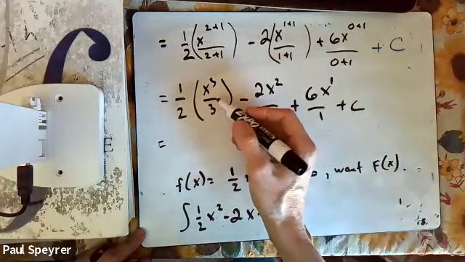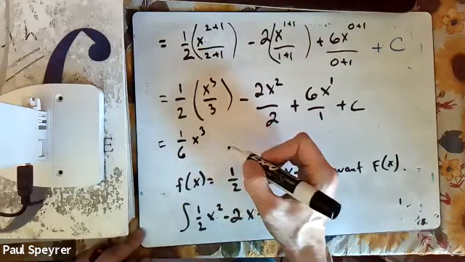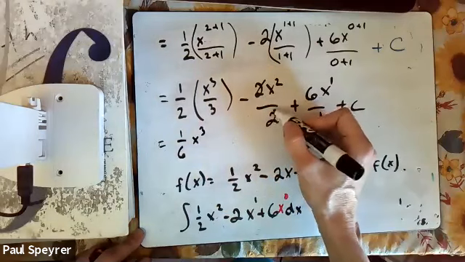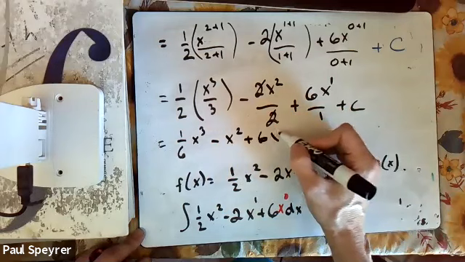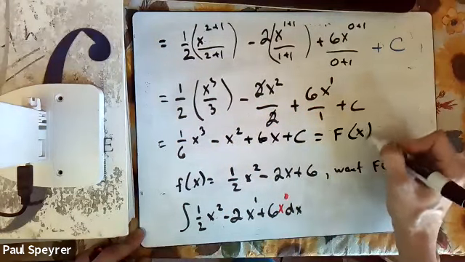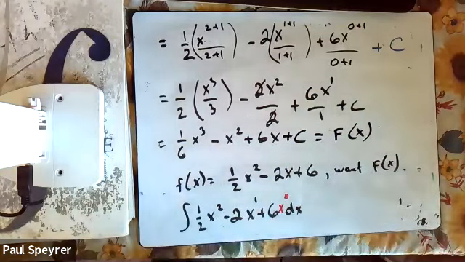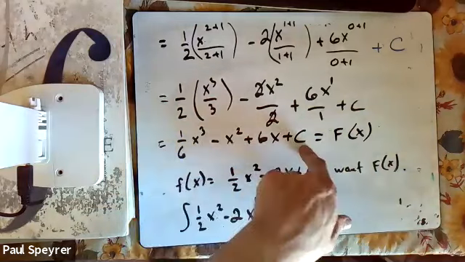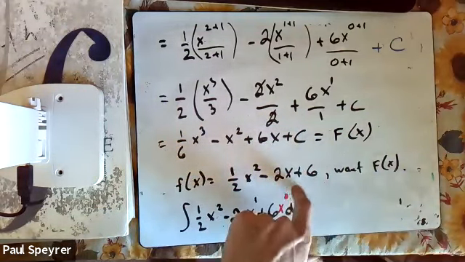1/2 times x cubed over 3 is 1/6 x cubed. And then these 2's get knocked out, so we have minus x squared plus 6x plus c. So this is all equal to the antiderivative of f. Now, how can we check this, right?